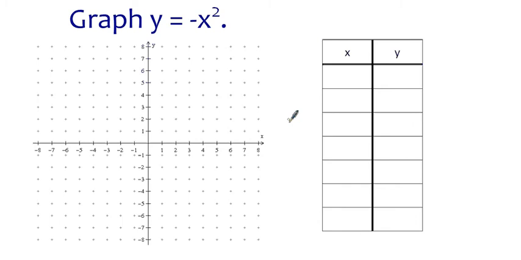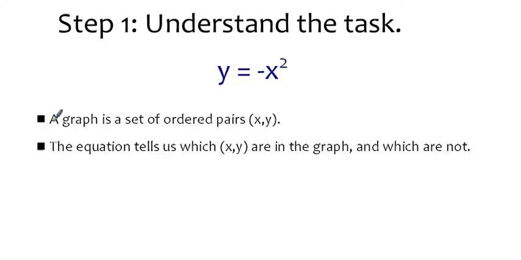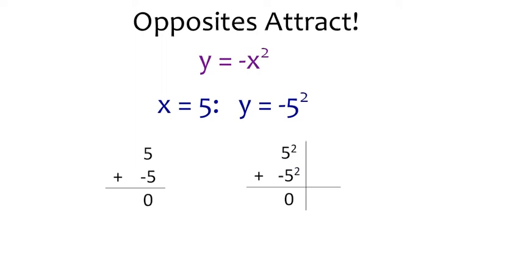Hi there. In this video, we'll learn how to graph the equation y equals negative x squared. As always, a graph's just a set of ordered pairs, and we can use the equation to decide which ordered pairs are on the graph. Something to know before we get started. To get a feel for what this equation does, let's look at what happens when x is 5.